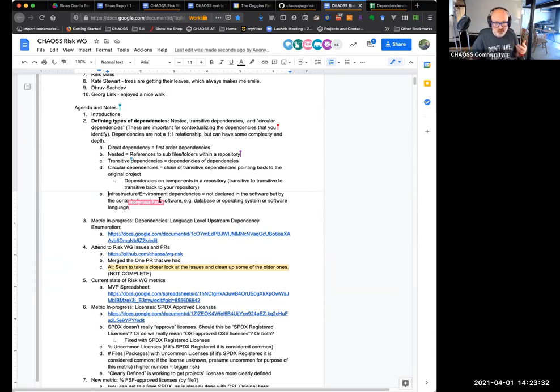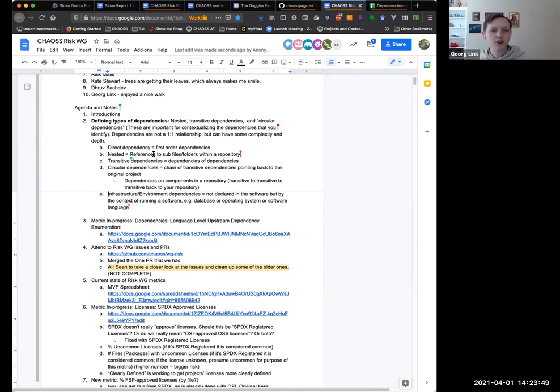I've created the concept of an infrastructure dependency, where I need this infrastructure to run this software. Is that what you meant, Georg, when you were talking about transitive or indirect dependencies? For the indirect dependencies, that's what I thought, where it's not obviously clear just looking at the source code and following the traces. Right. But we need that infrastructure. We need those database operating systems, the programming language. We depend on that.